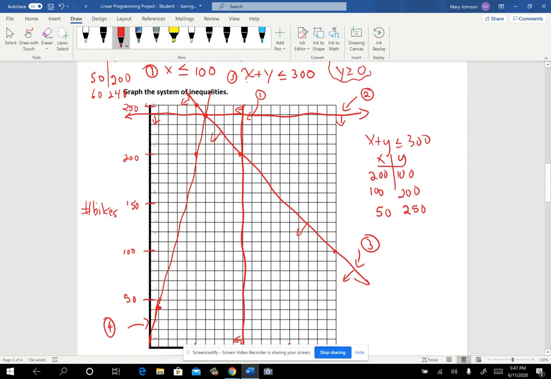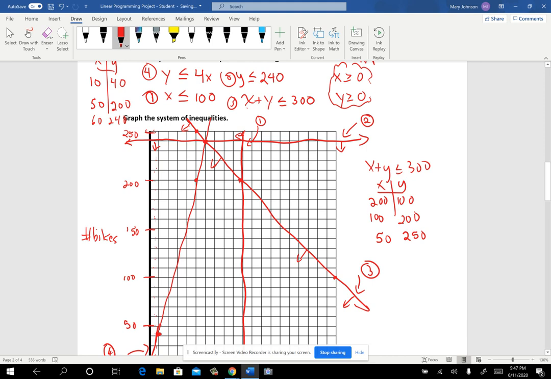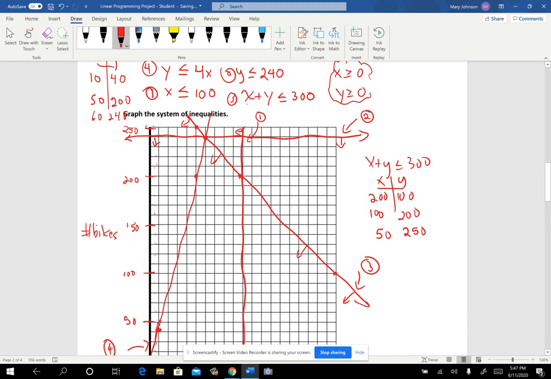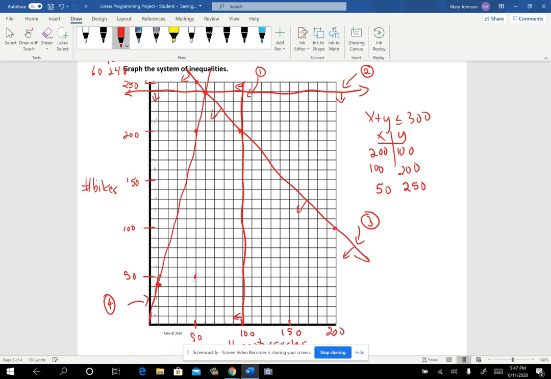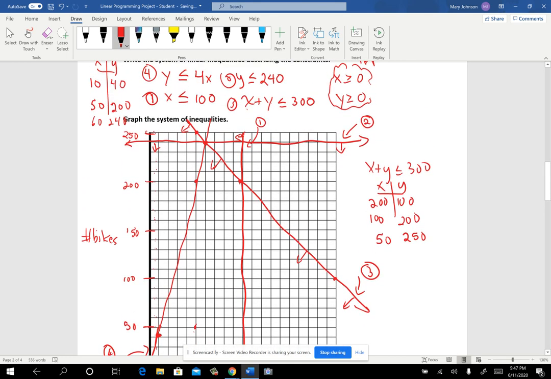I need to decide how to shade there. So you might want to see whether to shade to the right or to the left. You might pick a point like right here, 50-50. Is 50 less than or equal to 200? And the answer is yes. So that means I'm going to shade this way on that line.